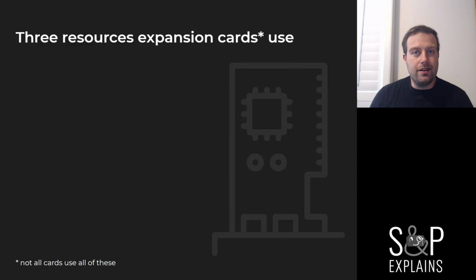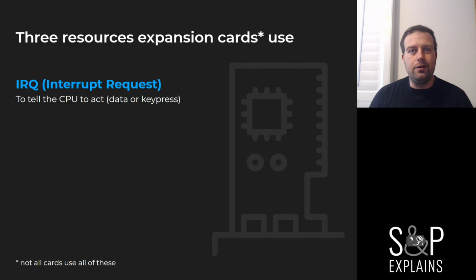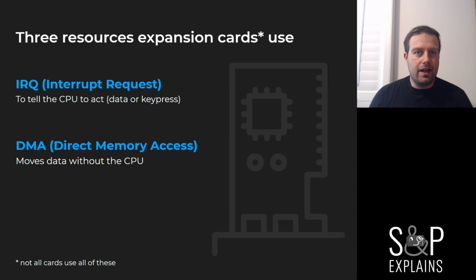The first one is interrupt request, or IRQ. This tells the CPU to act. So for example, if a network packet comes in, or if you hit a key on the keyboard, the CPU needs to process those sort of events immediately. Next, there's direct memory access, or DMA. This is for ISA cards and allows them to talk to the memory without the CPU's direct involvement. This way the CPU can work on background tasks.